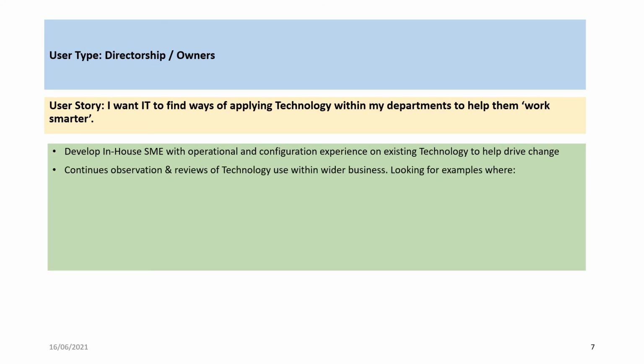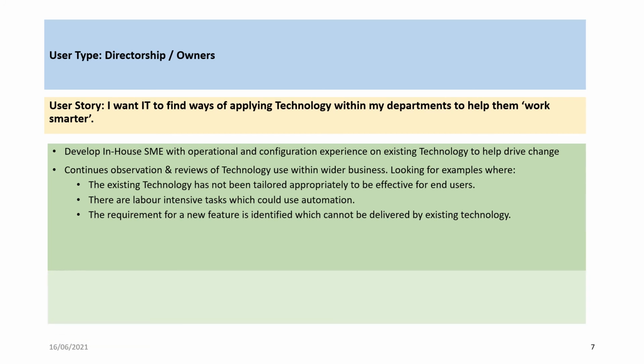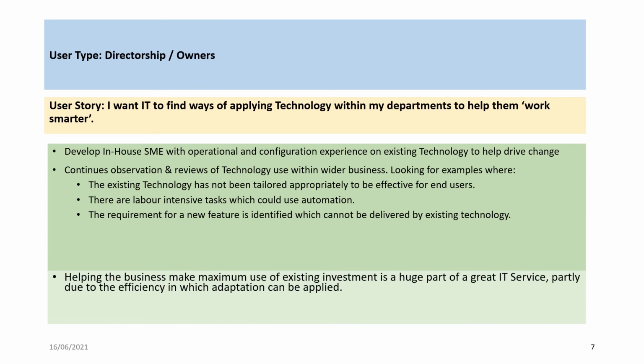Now, there's a need for continuous observation and review of technology use within the wider business. So we're looking for examples where the existing technology has not been tailored appropriately to be effective for end users. Doesn't work. There are labor-intensive tasks which could be automated. It's taking too long. A requirement for a new feature is identified which cannot be delivered by existing technology. Can't do my job.